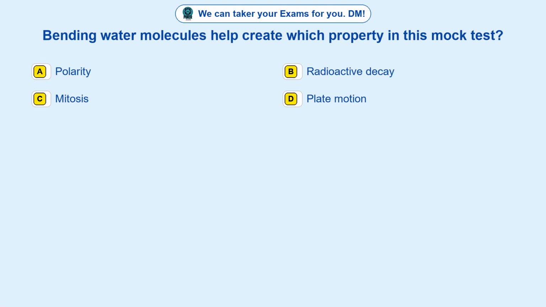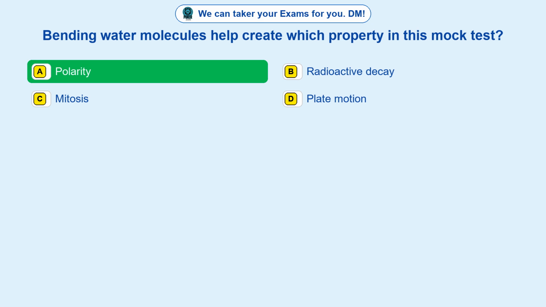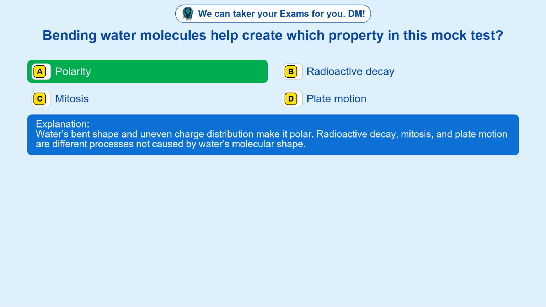Question 50. Bending water molecules help create which property in this mock test? Option A, polarity. Option B, radioactive decay. Option C, mitosis. Option D, plate motion. The correct answer is option A. Polarity. Water's bent shape and uneven charge distribution make it polar. Radioactive decay, mitosis, and plate motion are different processes not caused by water's molecular shape.